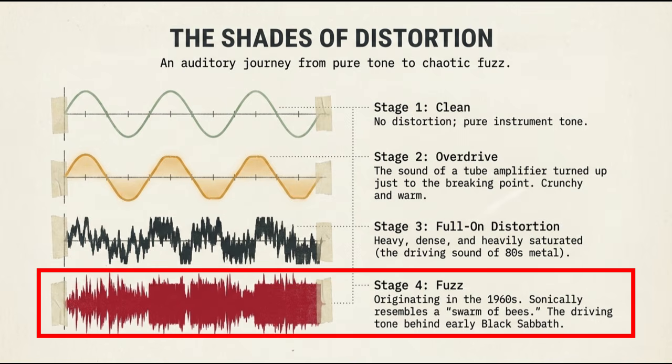Then there's fuzz tone, which is its own specific kind of distortion. This tone has its origins in the 1960s, and it's a sound that can be compared to a swarm of bees. Within a few years, that tone was refined a bit and became the driving guitar sound behind bands like Queen and Black Sabbath.